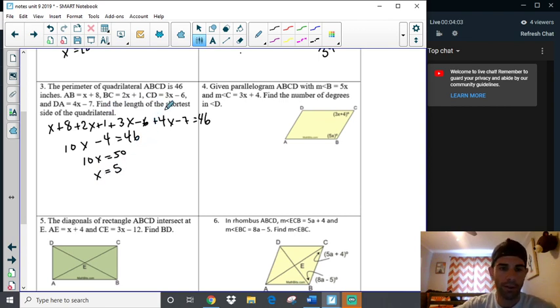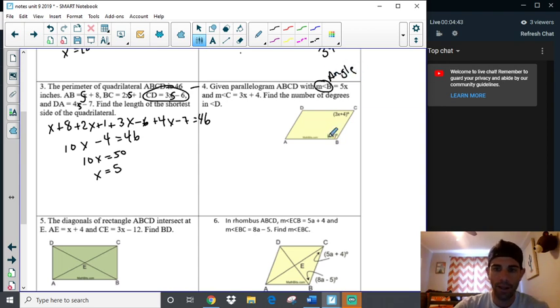Now what they wanted was the length of the shortest side. So I would go through and substitute the 5 into all of the x's to find each side. So side AB was going to be 14, side BC was going to be 11, side CD was going to be 9, and side DA was going to be 13. So the shortest side was CD, being 3 times 5 minus 6 to be 9. Okay, so there's 3.